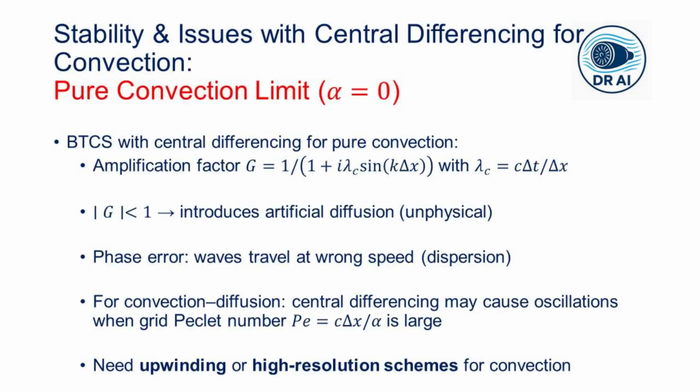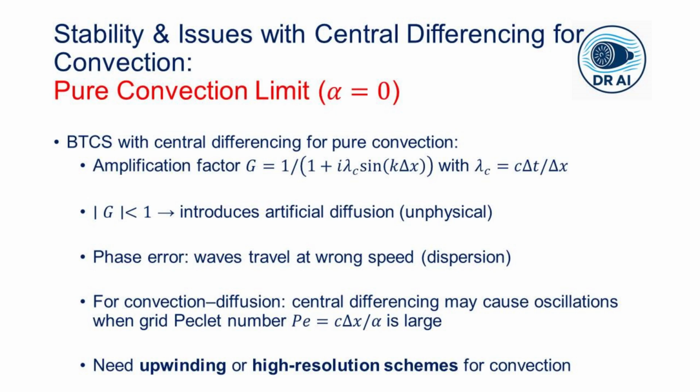We can again perform the von Neumann analysis on this equation. For simplicity, let us consider the pure convection case first, which implies that alpha equals 0. Then the BTCS discretization becomes as displayed, and the modulus of the amplification factor gives us 1 over the square root of 1 plus lambda c squared sine squared k delta x. So this is always less than or equal to 1. So wait, is it stable or not?